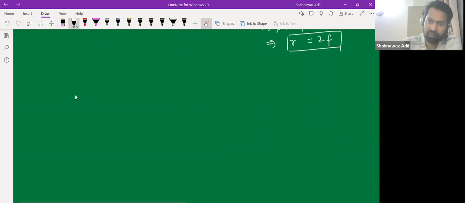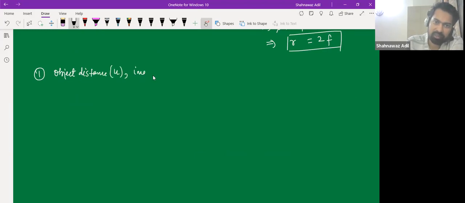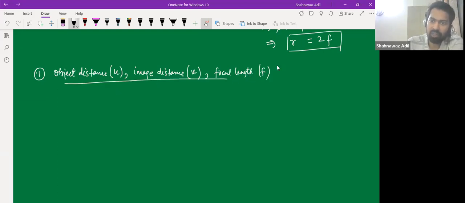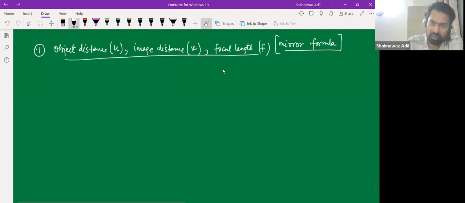Done? Yes, sir. Okay, so now we have some image, right? We have some object, and there is this object distance, which is u, and then there's this image distance, which is v, and then we have this focal length, f. So we have to find out what is this mirror equation or mirror formula. The mirror formula relates all these three quantities, right? So let us draw these things.